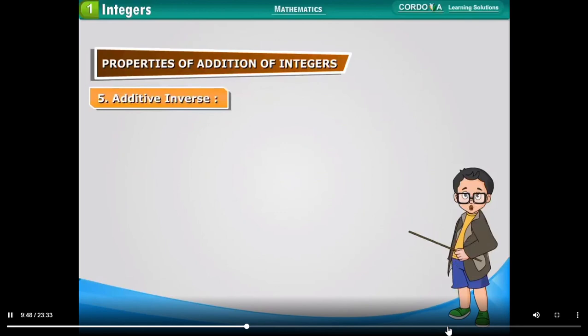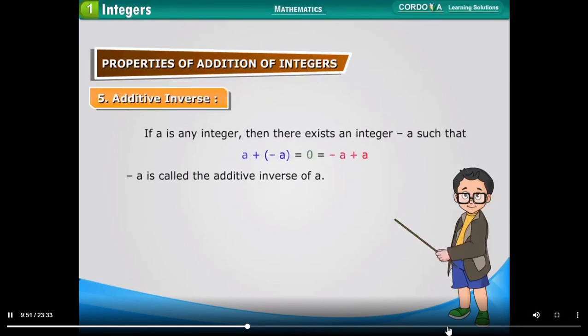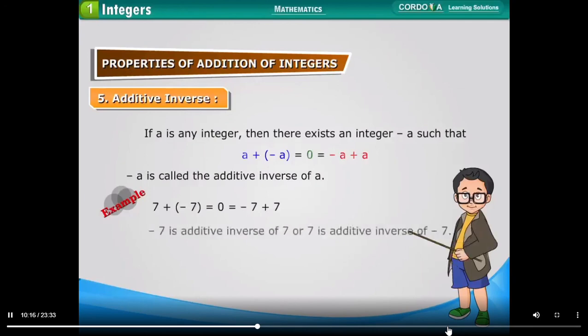Additive inverse. If a is any integer, then there exists an integer negative a such that a plus negative a is equal to 0, which is equal to negative a plus a. Negative a is called the additive inverse of a. Example, 7 plus negative 7 is equal to 0, which is equal to negative 7 plus 7. Negative 7 is the additive inverse of 7, or 7 is the additive inverse of negative 7.